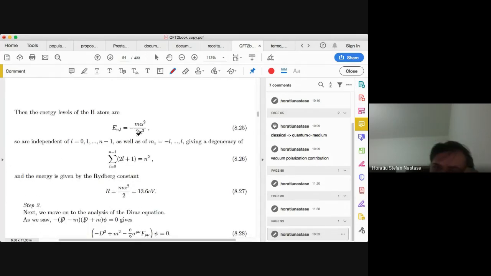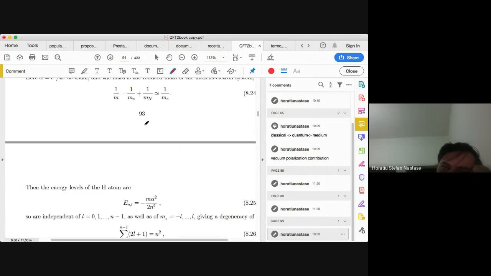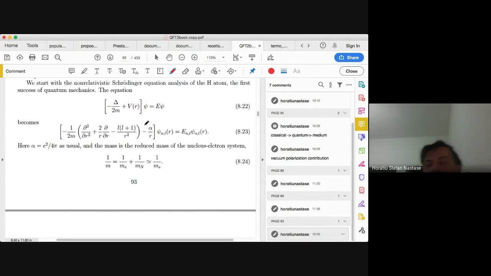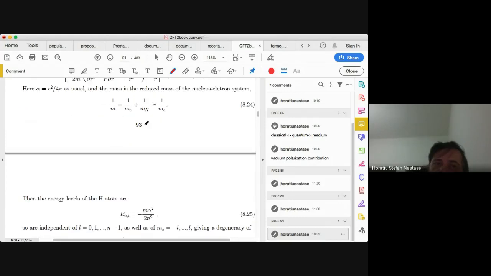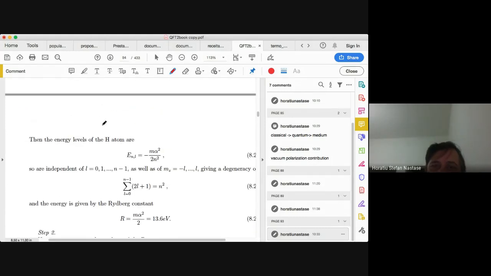So the energy levels of the hydrogen atom, as you know, are then minus m times alpha squared over 2n squared, alpha being our usual quantum field theory perturbation parameter, e squared over 4 pi.